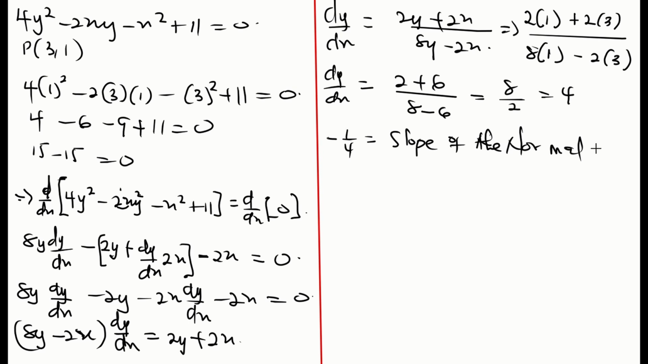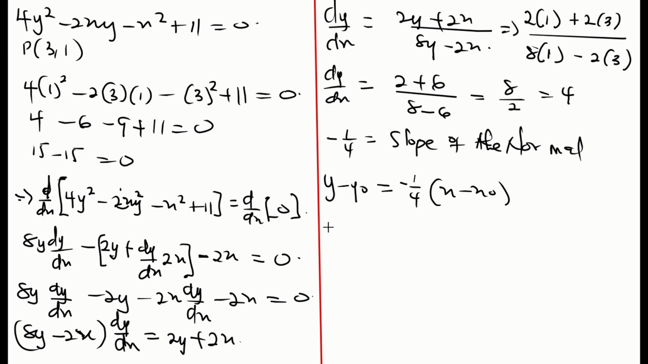The slope of the normal to the curve. Then let's now find the equation of this normal. We know that the equation of a line is given by y minus y naught is equal to the gradient or the slope, which is minus 1 over 4, times x minus x naught. Alright, we now fix in our points.